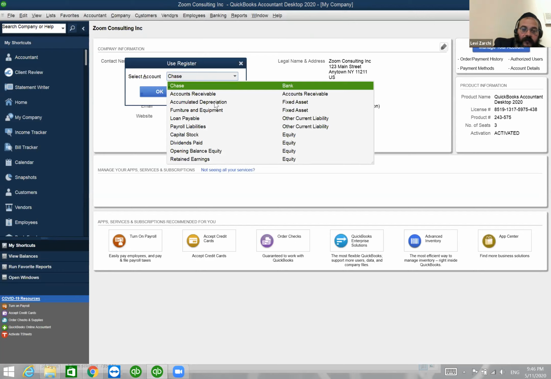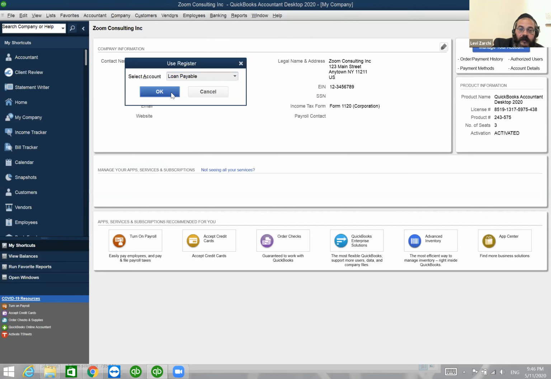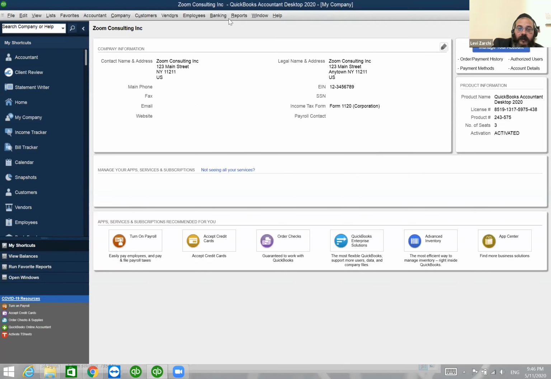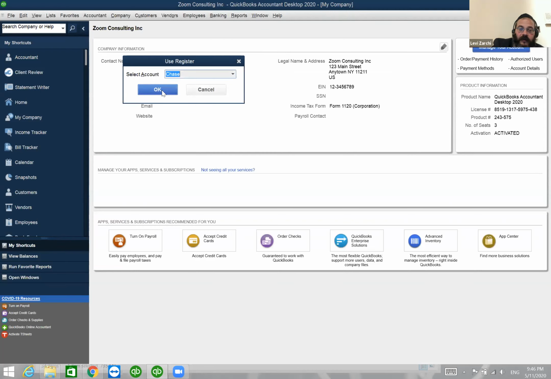And like I said, I explained to you last time when I showed you the example of ledgers and journals. Theoretically, every account is a ledger. If I were to open up loan payable, it's a ledger. You have a whole section where you could see the activities of this account. Every account is an account in the ledger. But right now I'm going to use register. By default, we're going to the bank.